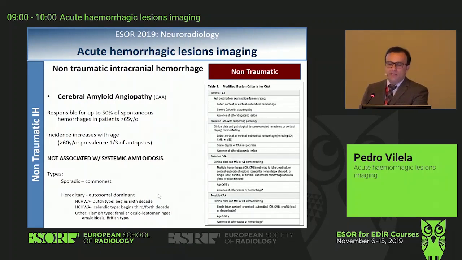Cerebral amyloid angiopathy: the definitive diagnosis is by pathology, but imaging is becoming more and more important for this diagnosis, and these are the modified Boston criteria. Most of the cases are sporadic, so they are not familial. There are very few cases that are familial.